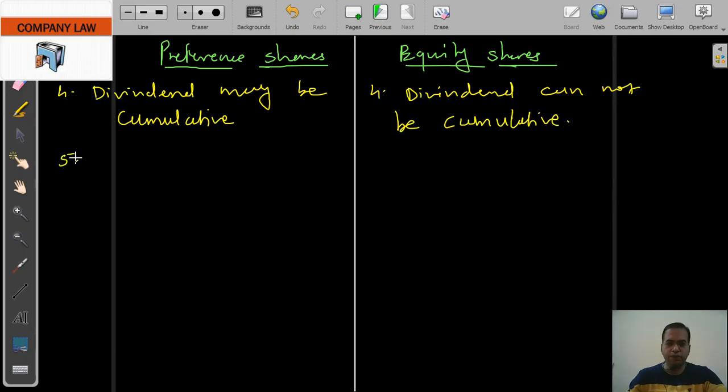So what is meant by cumulative dividend? Dividend, if it is not paid to the preference shareholders in the financial year, can be carried forward and can be accumulated in the next year. But that is not the case with the equity shareholder. If an equity shareholder doesn't get the dividend in this particular financial year, then as a right, the equity shareholder cannot ask for that dividend in the next coming year. So that right may be available to the cumulative preference shareholders, but may not be to the equity shareholders.